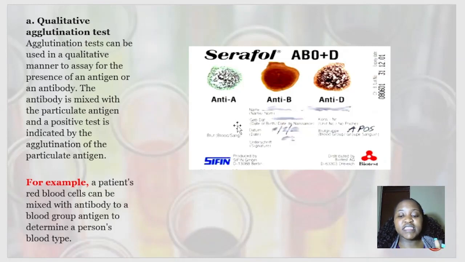So what happens is that you add anti-A to the patient's blood and you observe. Anti-B also, then anti-D. For example, in this case, this patient agglutinated with anti-A, meaning that the blood had the antigen A on the surface of red blood cells. That's why there was agglutination. They did not react with anti-B, and it reacted with anti-D. So this person is blood group A positive.